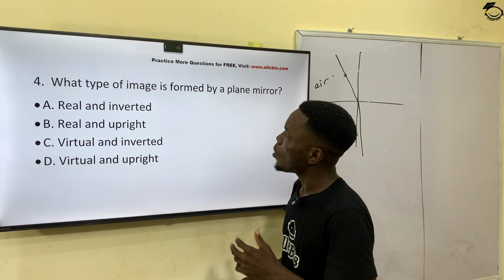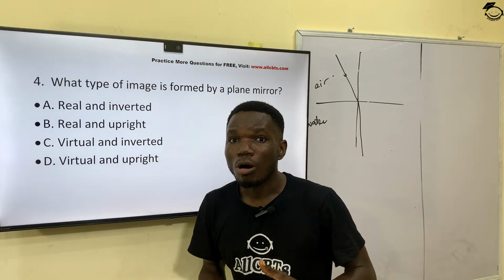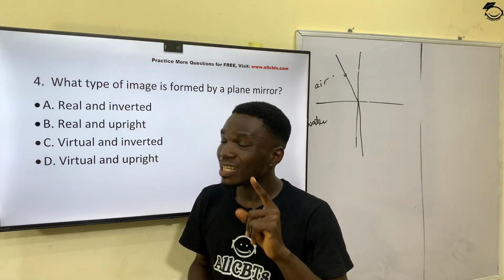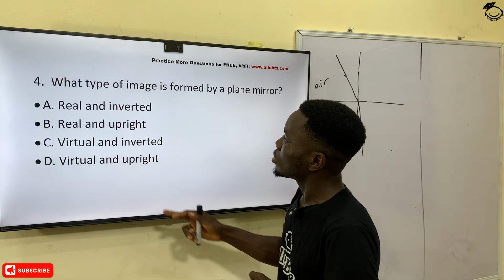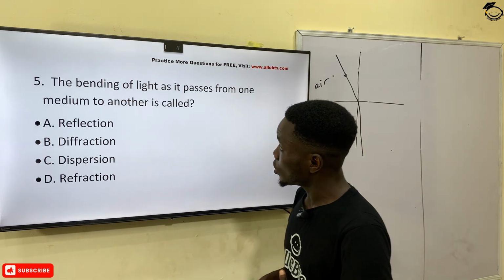Moving on to the next question, question number 4. It says, what type of image is formed by a plane mirror? We said that a plane mirror forms an upright but virtual image. That's a virtual and upright image, which is option D.